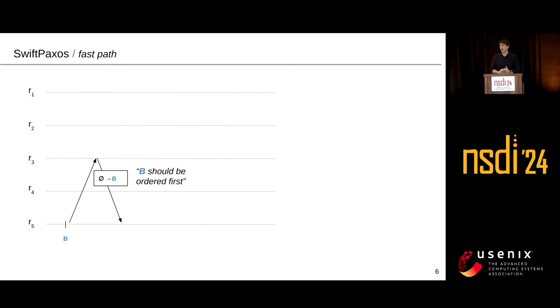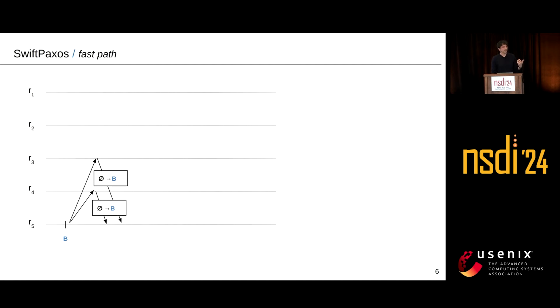Let's see in detail how the protocol is working. For this, we consider a system with 5 replicas, R1 to R5. R5 is submitting a command, command B, to the system, and this command is being received by R3. R3 answers with its proposal as dependencies for B, and it proposed that B is ordered first.